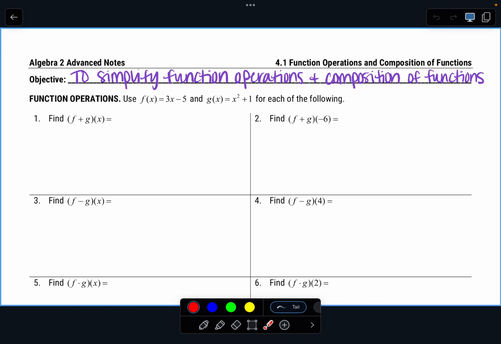Multiplying, dividing, and then we're going to talk a little bit about composition of functions. So the first thing that we have is we're going to discuss function operations. And basically, when you see these symbols, you have to know what the question is asking.